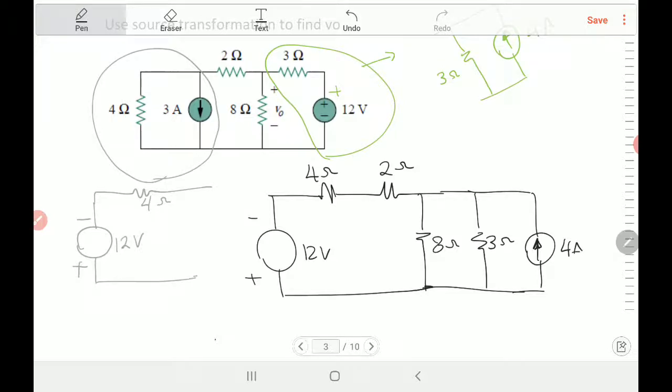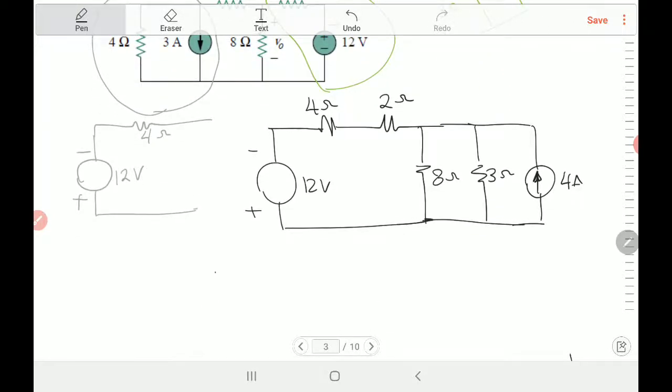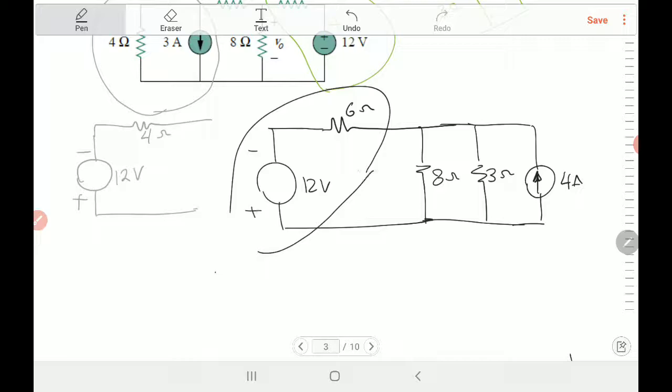Okay, the circuit is not simple yet. So what should we do? Well, 2 and 4 are in series. So you can add them and make it 6 ohm. That will make it simple. 6 ohm. All right. And if you transform the voltage source to a current source, it will be much easier. So you have 12 divided by 6, you will have 2 ampere in parallel with 6 ohm.